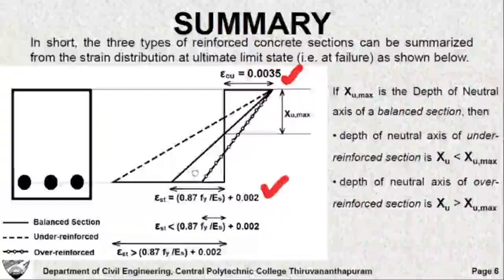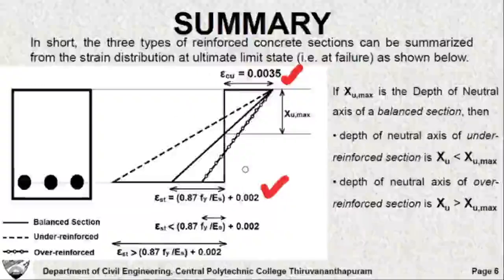Now coming to the over reinforced section, you observe that the concrete has reached its ultimate strain, but steel has not reached the yield strain. So the concrete fails first. So this is very much characteristic of the over reinforced section, and this represents the strain distribution for over reinforced section. So the same figure itself is showing all the three types of concrete sections in terms of their strain distribution.